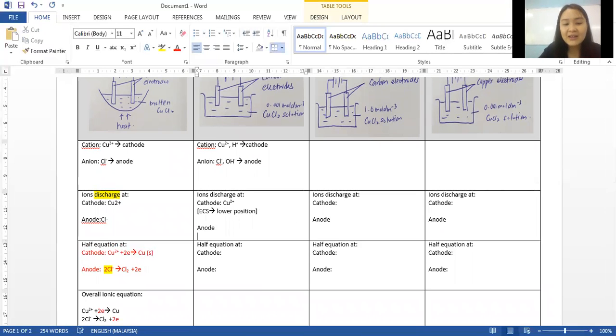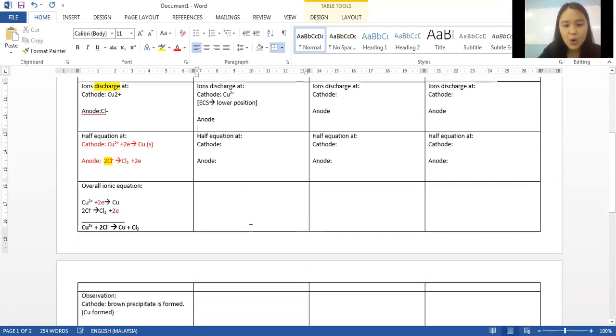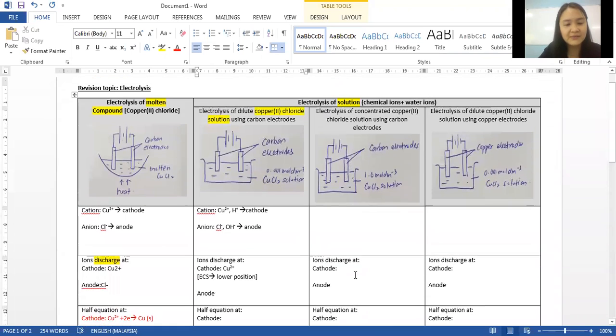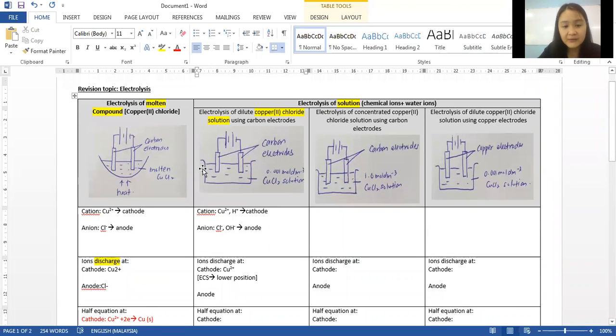Now, how about anode then? Remember there are three factors that affect my choice. I have to first figure out what my factor is. You always ask yourself according to this flow: is it type of electrode, is it concentration, or is it position in the ECS? The first question to ask myself is, is this electrolysis going to be affected by type of electrodes? To answer this, you look at your electrodes. Over here, you are using the normal carbon electrodes. So the type of electrode factor is not applicable.